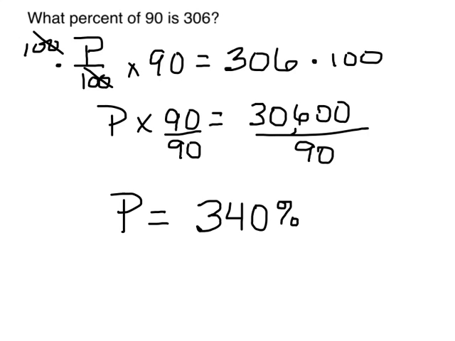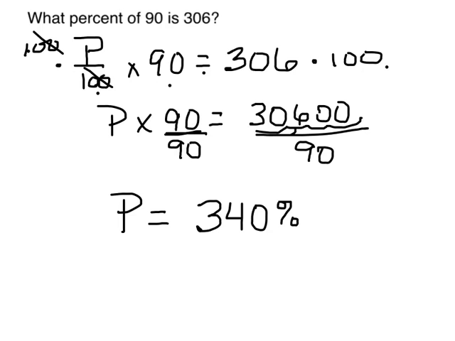Okay, and then this one, what percent of 90 is 306? Alright, the first thing I'm going to do is get rid of this 90, and it's been multiplied, so I'm going to divide by 90, and that cross cancels out. I'm going to have to divide over here by 90, and then I want p by itself, so I need to get rid of this 100, so I'm going to multiply by 100 on both sides. When I do that, 306 becomes 30,600, and then I have over 90. When you divide that, you get 340.